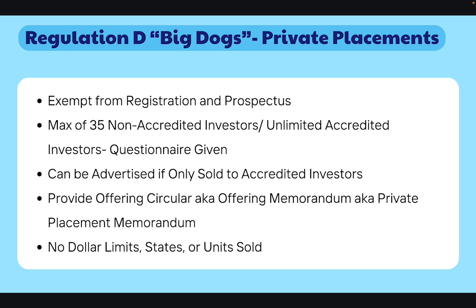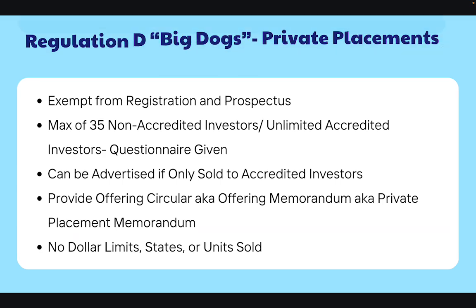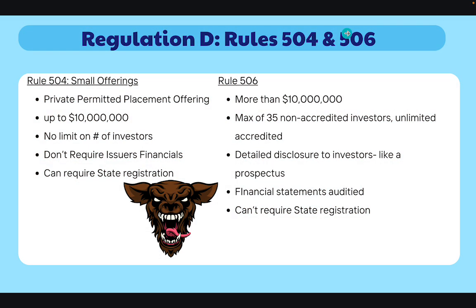So again, private placements, Regulation D, as long as you qualify, then you don't have to register, and this is for the big dogs. There are 2 rules under here, Rule 504 and 506. 504 is for the smaller offerings. These are private permitted placement offerings. Try to say that 5 times fast. Up to $10 million. There are no limits on the number of investors for these. They don't require the issuer's financials. They can require state registration. So the big dogs.